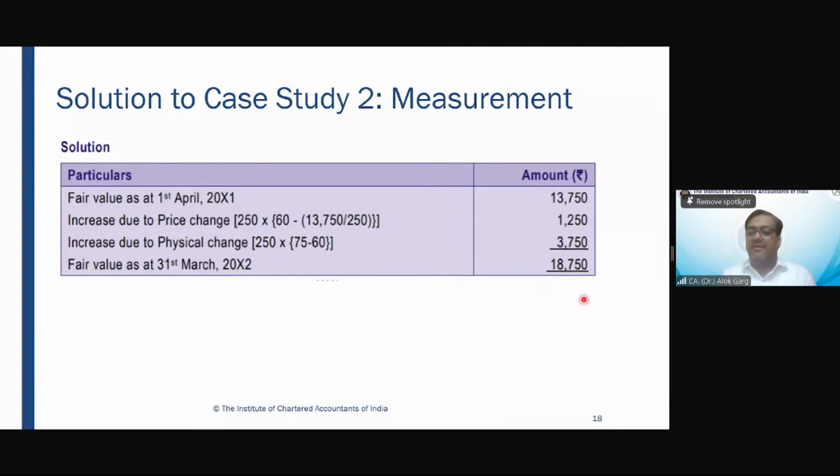Any doubt here? Any doubt in this question? No, sir. Is the price change and physical change clear to everyone? Yes or no? Please tell me. Yes, it is clear? Okay.